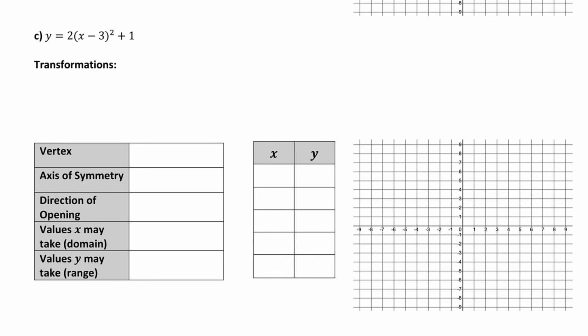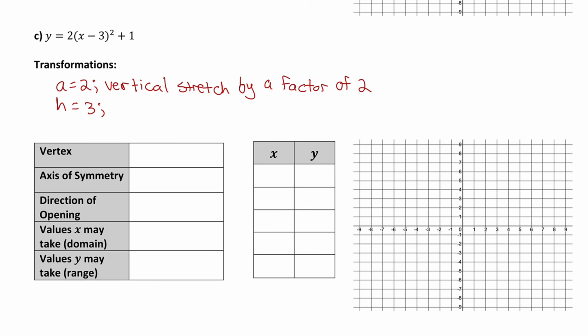Part C. This one we have all three parameters transforming the y equals x squared function. We have an a value of 2, causing a vertical stretch by a factor of 2. The h value is what we're subtracting from x in the base of the power. We're subtracting 3, so the h value is 3, which means the parabola is shifted 3 units right. And then the k value is 1, which means shift up 1 unit.